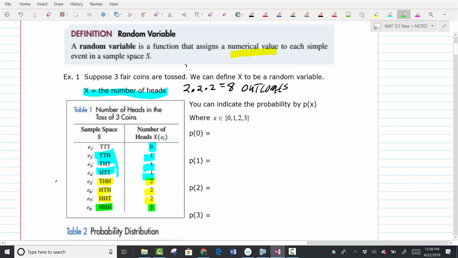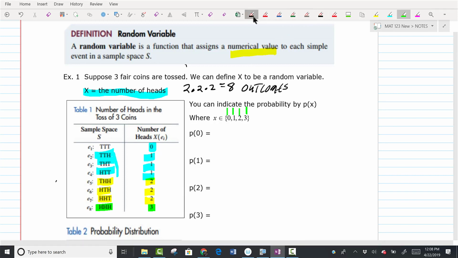So what we're doing is looking at the number of heads we have. We call that a random variable. So the variable x is going to be either 0, 1, 2, or 3. Is everybody with me so far? It's how many heads we have, so it's 0, 1, 2, or 3. There's nothing else possible.